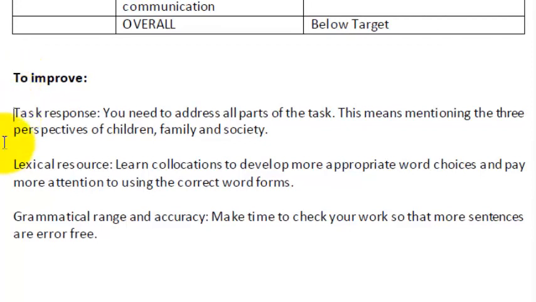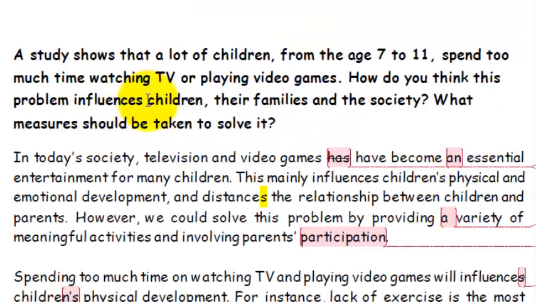So in task response, you need to address all parts of the task, and this means mentioning the 3 perspectives of children, family, and society. If we go back up to the question, we can see children, family, and society in the question, but this writer didn't address all of those aspects.